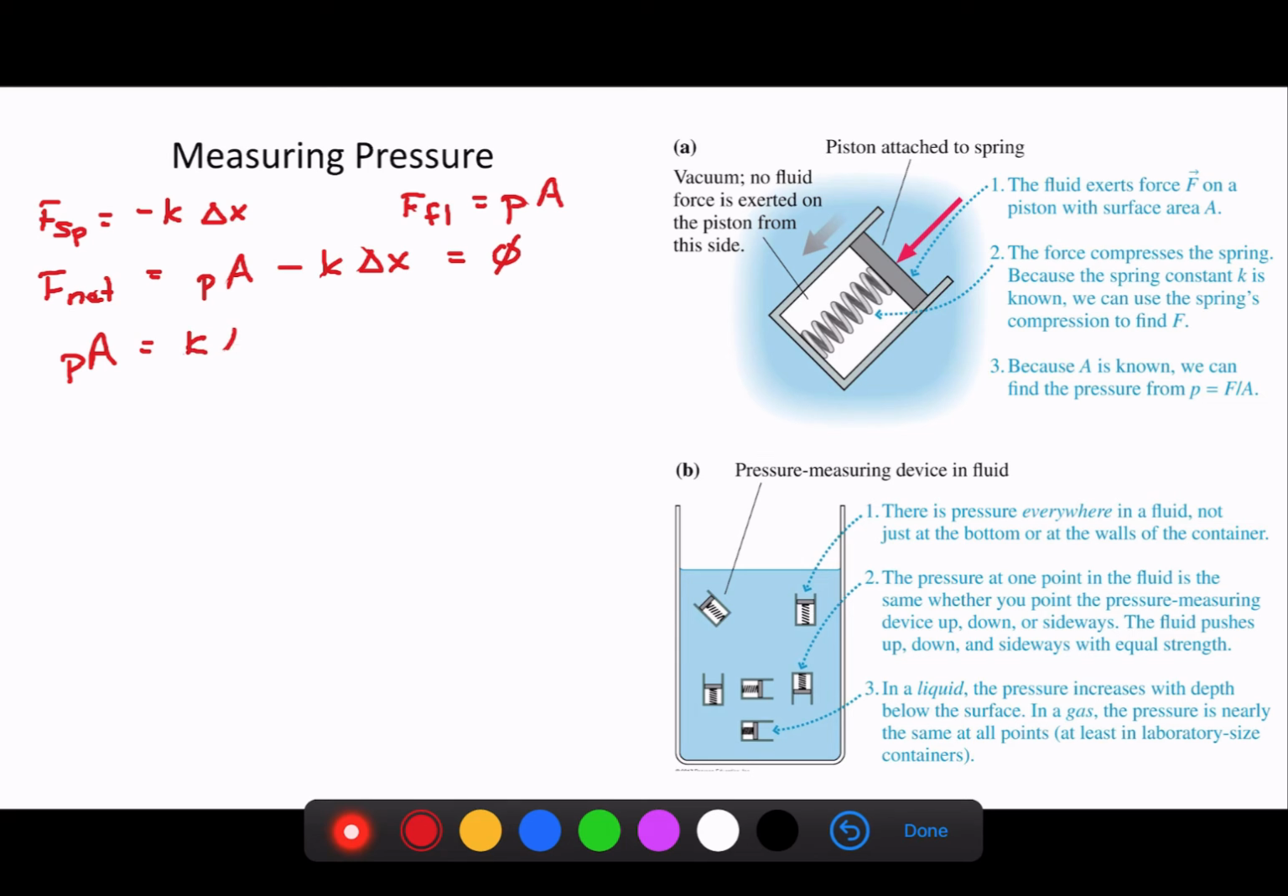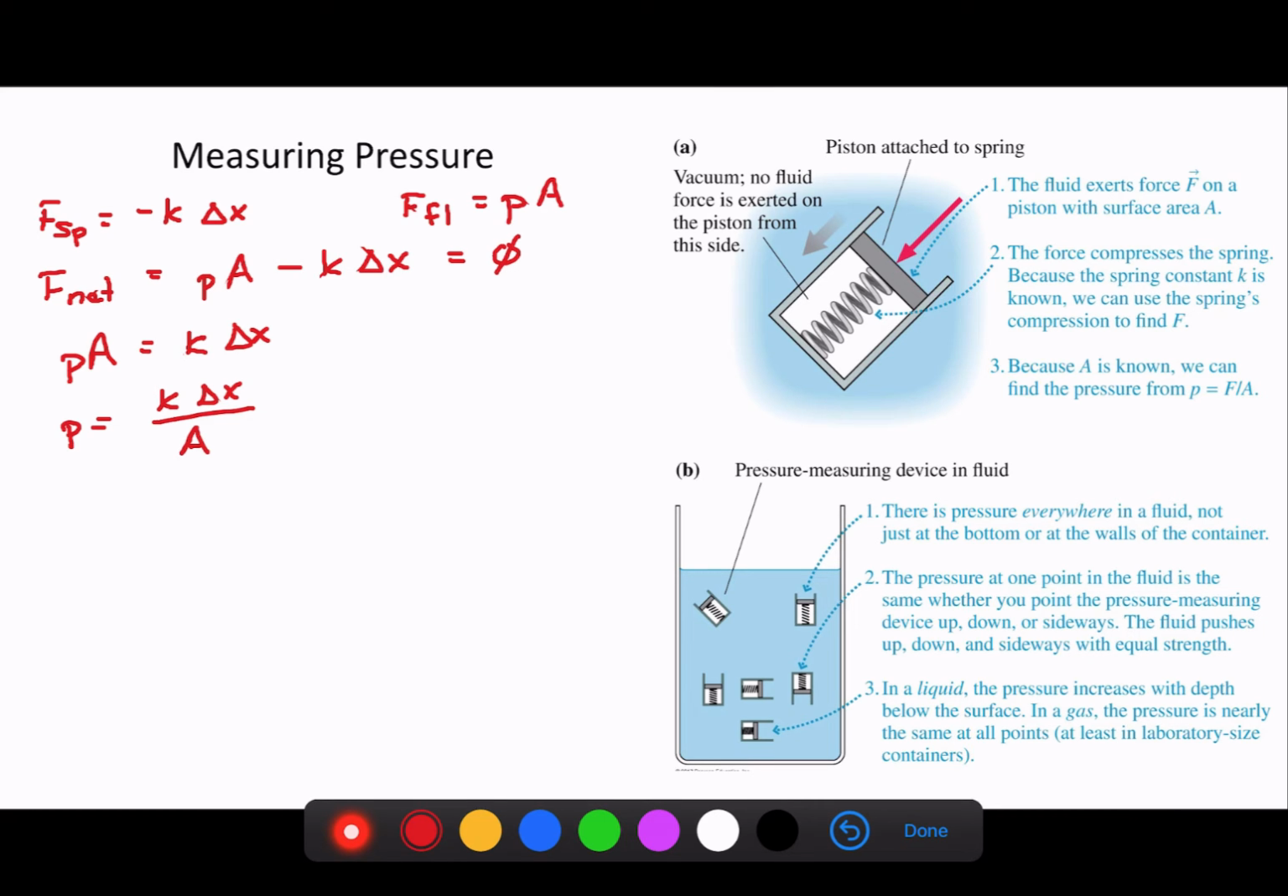So we can calculate pressure with this little mechanism by doing a little algebra, and we see that that pressure is going to be equal to the spring constant of the spring inside, a known factor if we're building this little mechanism, times the change in position of that piston, which is something that we could measure, divided by the surface area of the piston. Again, something we already know. It's a property of the piece itself. So with this little imaginary measuring device, the more the piston is compressed in, the higher the pressure that it's experiencing.